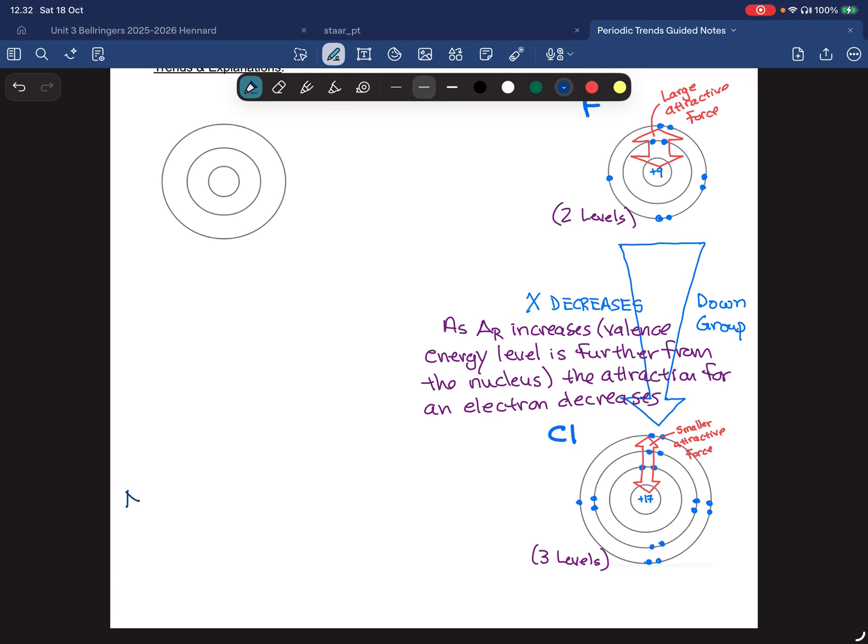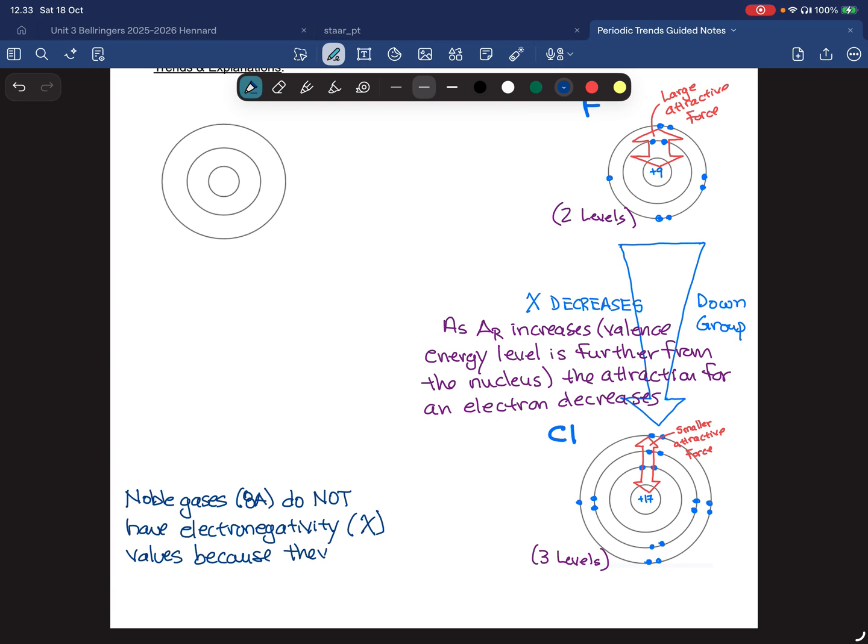So noble gases, and that would be group 8A, do not have electronegativity, which is abbreviated with this Greek letter, values, because they do not gain electrons because they already have a full valence shell.